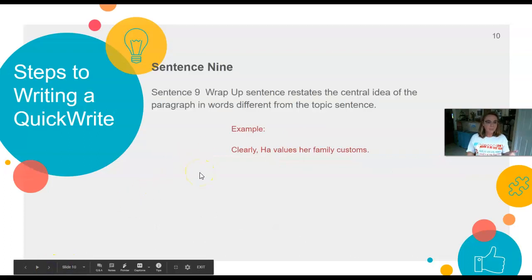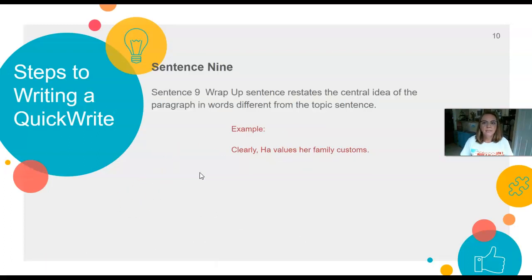Okay, then sentence number 9. Sentence number 9 is your wrap-up sentence, your concluding statement. And it simply restates the central idea of the paragraph in a little bit different words, right? So you don't want to say exactly what you already said in the topic sentence because that would sound weird, right? So you want to say it just a little bit differently. So, "Clearly, Ha values her family customs." So it has that strong transition word, "clearly." I've shown you already, right? That's what you're saying to your reader. I've already shown you this. I've proven it to be true, and I'm just reiterating my point at this time.